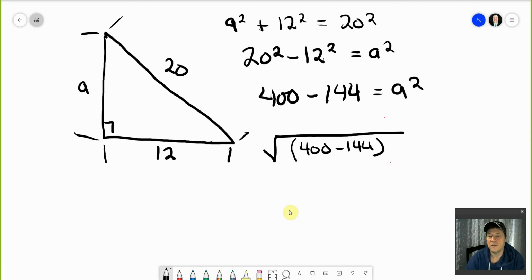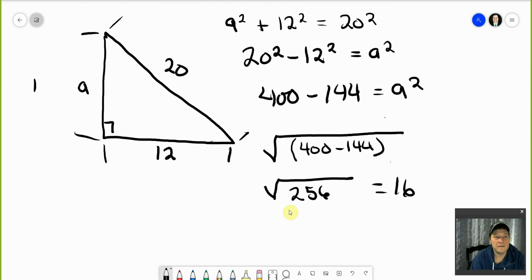Right, so remember that you have to solve that before you can find the square root. 400 minus 144 is 256. So what is the square root of 256? The answer is 16. So I know that A equals 16, right? And that keeps the Pythagorean theorem true. 16 squared plus 12 squared is going to equal 20 squared, okay?